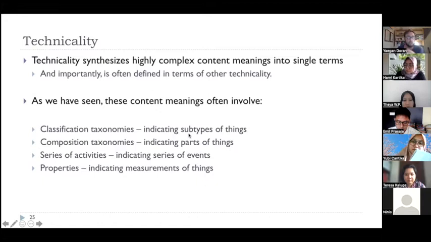Classification, including type and subtype. Composition, including parts of things. Series of activities, so a series of events. Or properties that measure things, more or less. Now, in practice, when you get into higher level academic discourse, say late secondary school or university, all of these occur at once. And it becomes very, very dense. That's how these things work. But this is why it's useful to be able to unpack and look at different types.